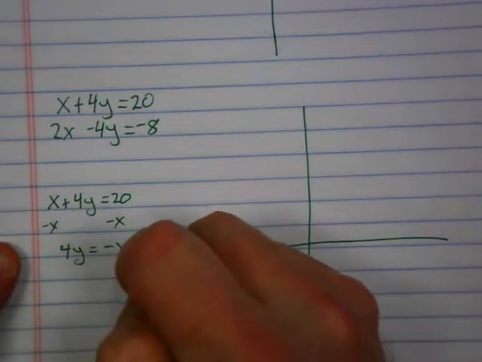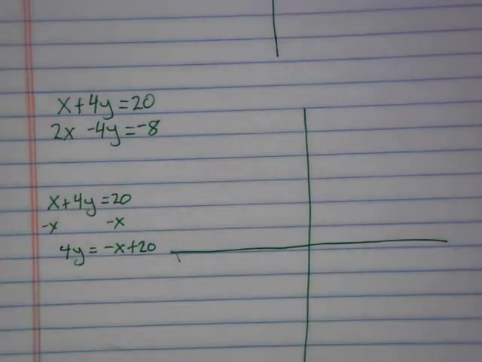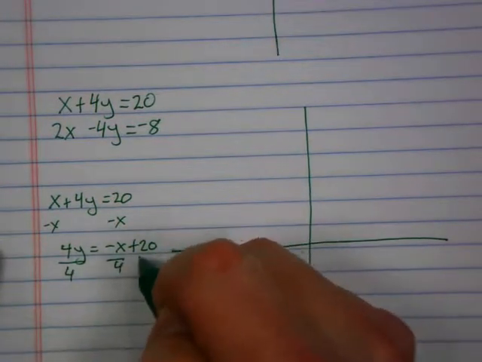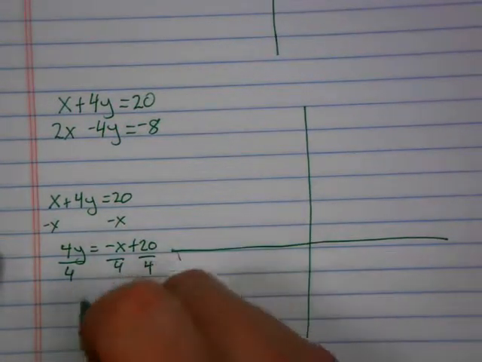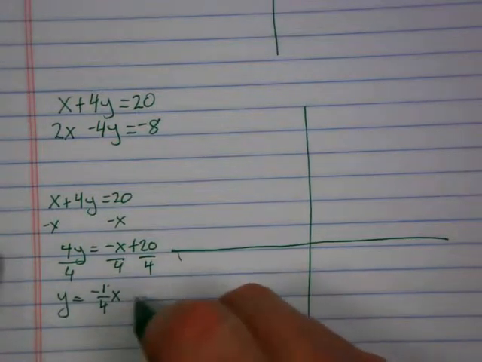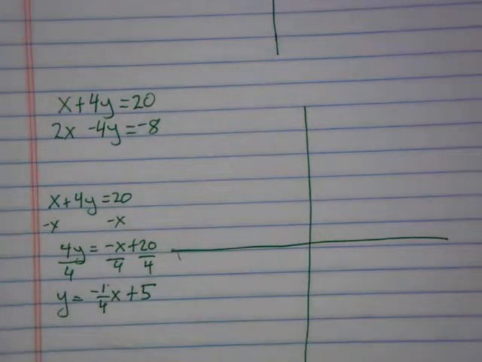4y equals minus x plus 20. Then divide by 4, and when I divide by 4, I need to make sure I do it everywhere. So I would write it as y equals minus 1/4 x plus 5.